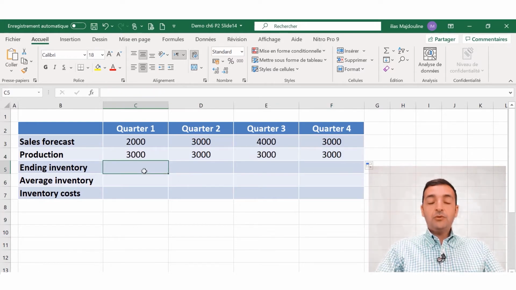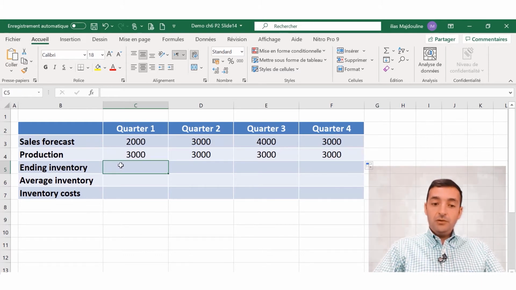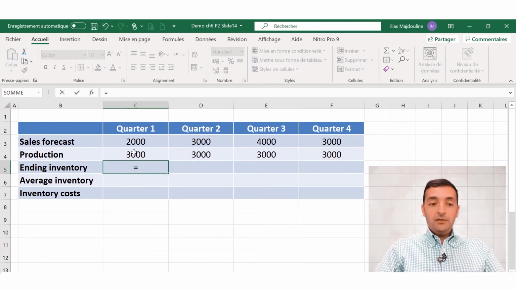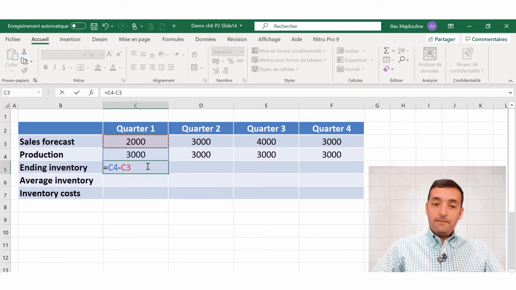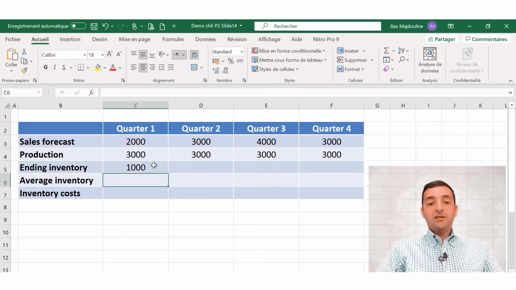Now we need to calculate the ending inventory for each quarter. There is no ending inventory before quarter 1, so here it will be only the production minus what we sold, or the sales forecast. So the result is 1,000 units in the ending inventory.